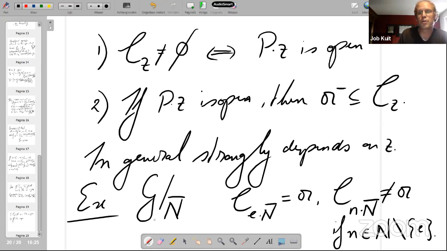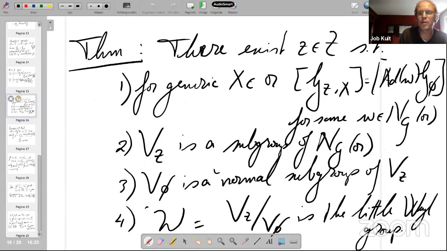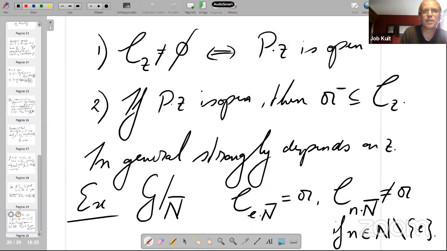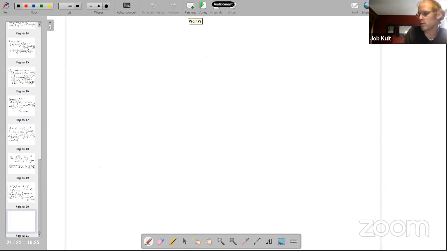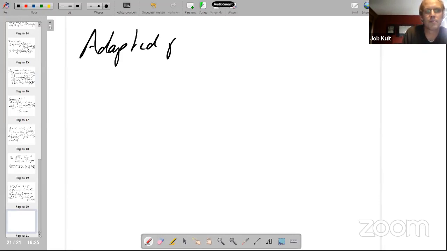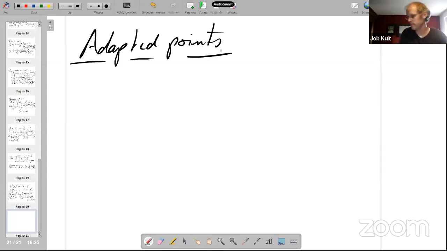So this is an issue. So when I said in the theorem, there exists a point, again, this has to be very specific. So we need to choose the point set so that this problem at least goes away. This you do in the following way. So we call this adapted points. So let me just give the definition.